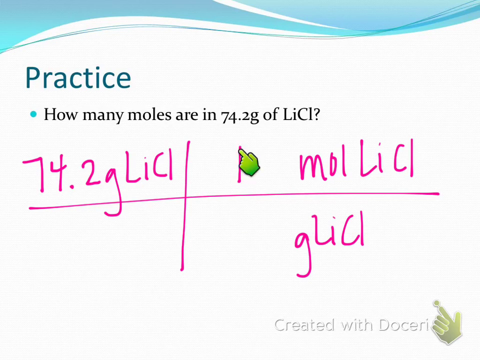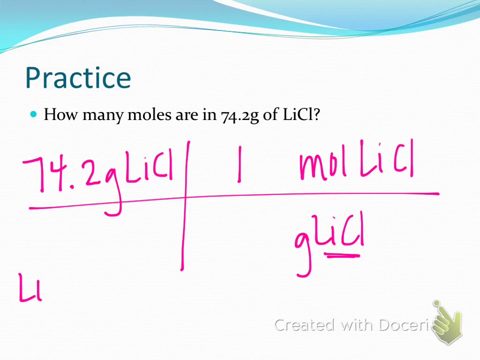Okay? So now we look at this column of our T-chart right here, and we say how many grams of lithium chloride are in 1 mole of lithium chloride? Okay, how would we find that? Yeah, we find the molar mass of this compound. Okay, so that's what we need to do next.